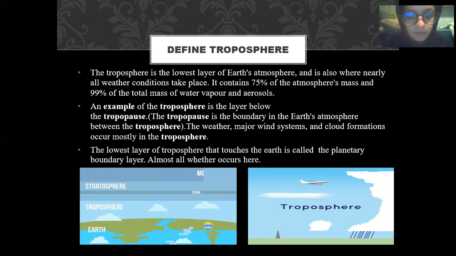The troposphere is the boundary of the Earth's atmosphere where weather, wind systems, and cloud formation occur mostly. The lowest layer of the troposphere that touches the Earth is the planetary boundary layer.